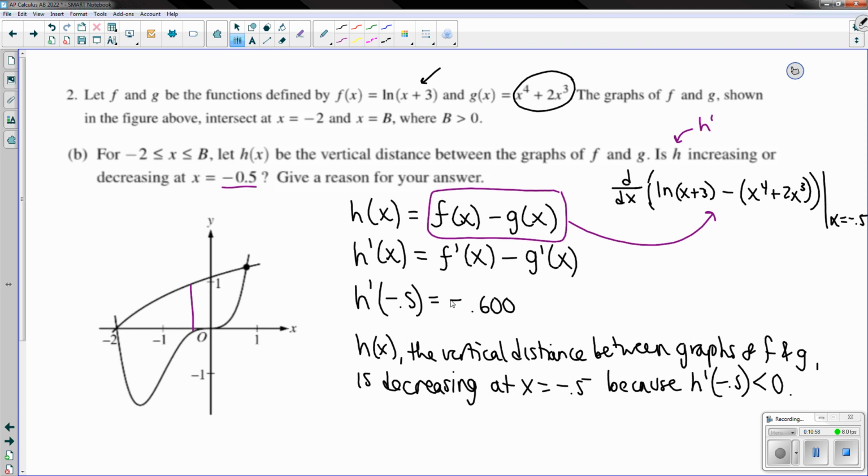So what's the point breakdown? We're going to get a point for considering the derivative. Okay, so what do we actually need to look at? And then we're also going to get 1 point for our answer. So 2-point question there.